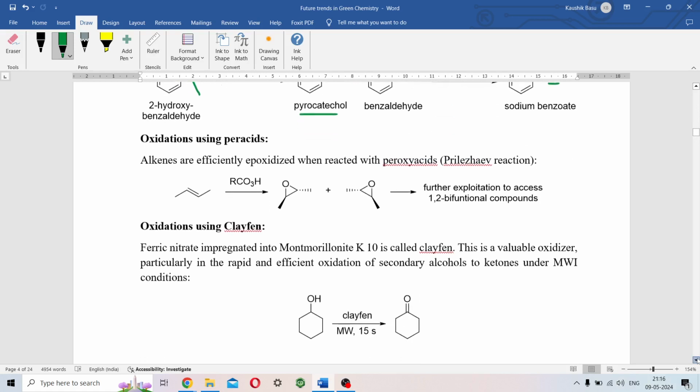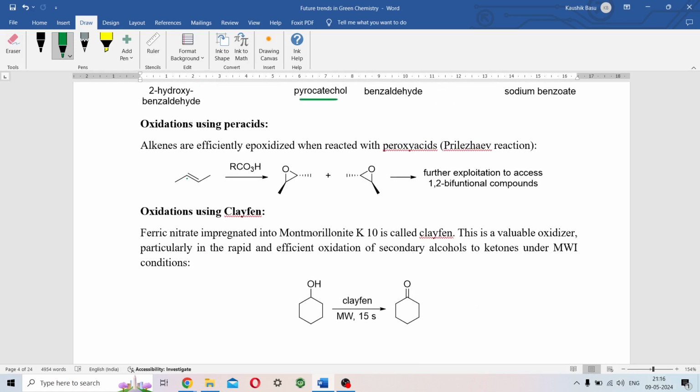Peroxy acids are other oxidizing agents which are regularly used for the purpose of functionalizing carbon-carbon double bonds into epoxides, which may lead to 1,2 difunctional compounds. If you treat this thing with a nucleophile, then you will get a 1,2 difunctional compound. The epoxidation reaction is also known as the Prilezhaev reaction.